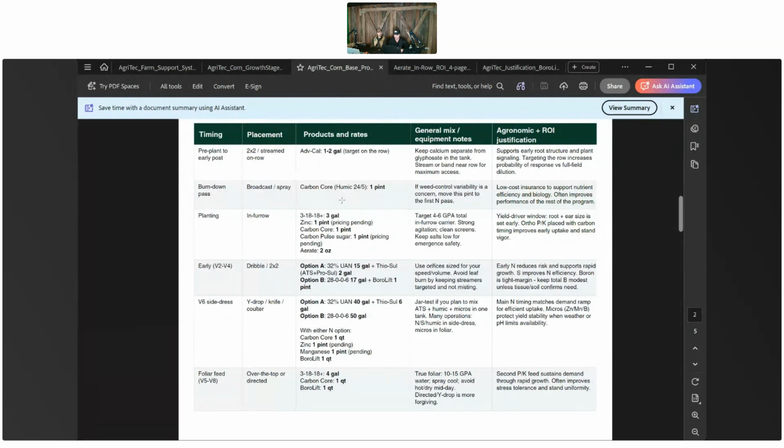So moving on from that base, because we could spend an hour talking about each of these points. I want to address this because this is something that is really cool. Carbon Core is one of our humic sources. It's 24% humic, 5% fulvic. If you're using humic right now, or using carbon, foliar feeding corn in that V5 to V8 stage, are you concerned at all with affecting kernel development? Let's talk about that once I get down there.